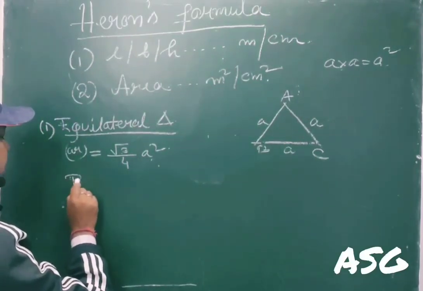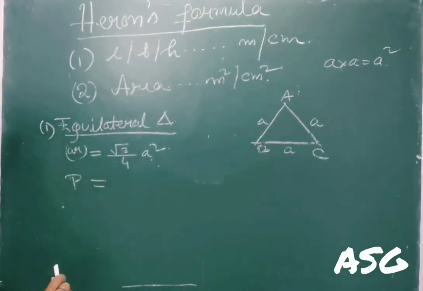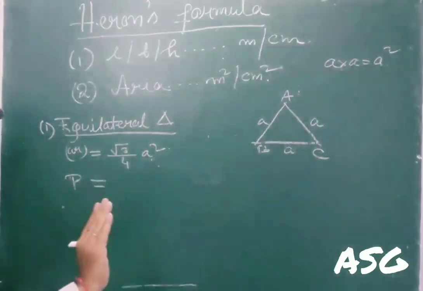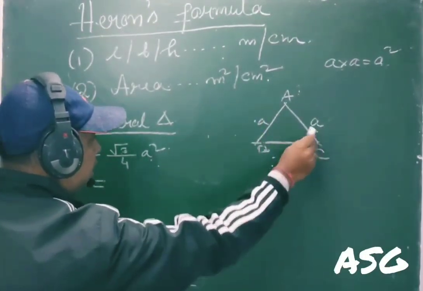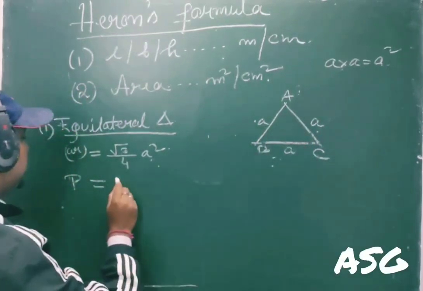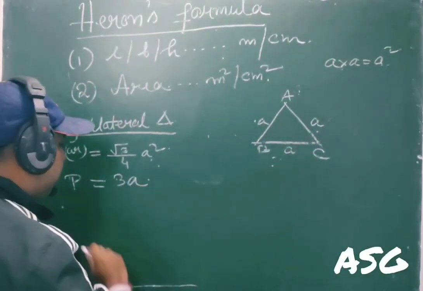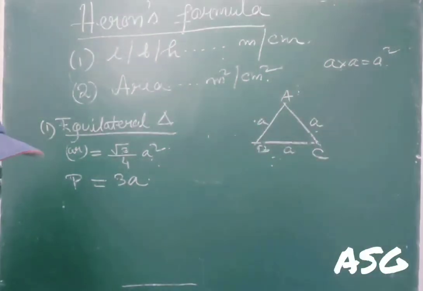And what is the perimeter of an equilateral triangle? Perimeter, always remember, whatever be the figure, is the sum of all the sides. If you add all these three, A plus A plus A, you get 3A. This is about your equilateral triangle.